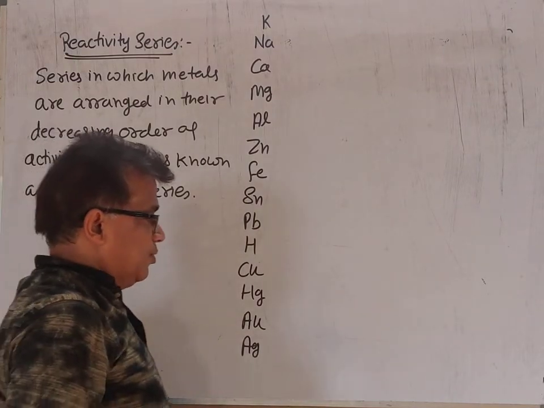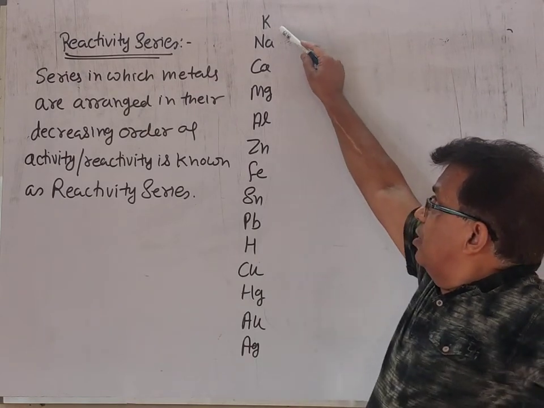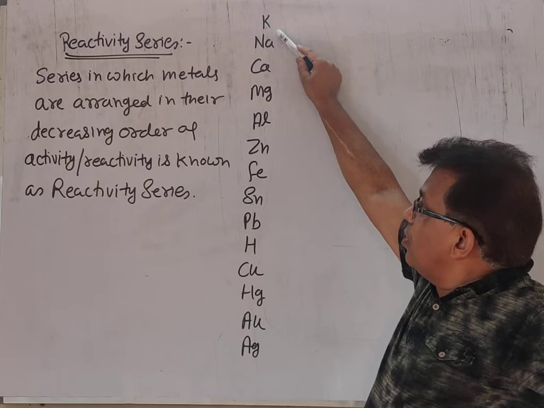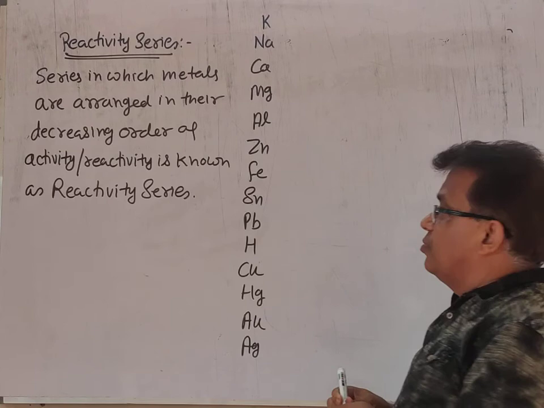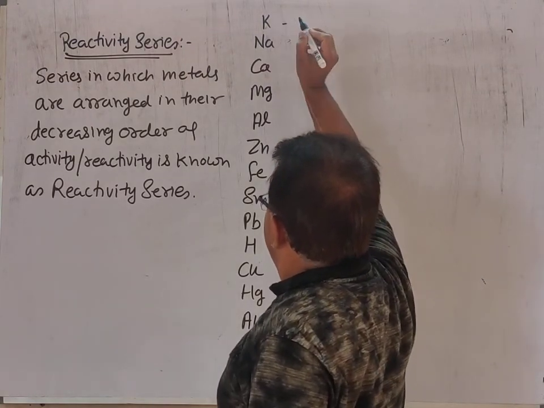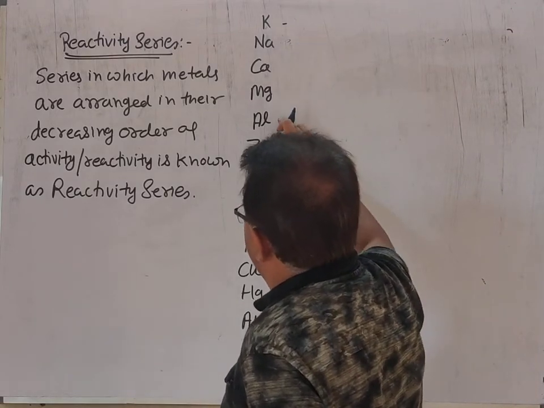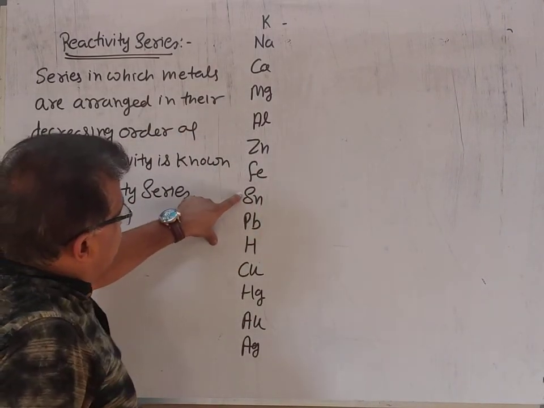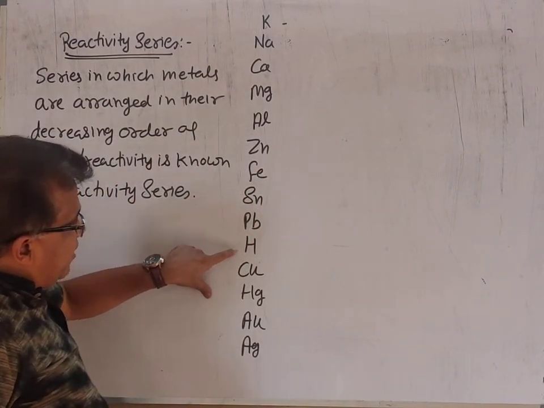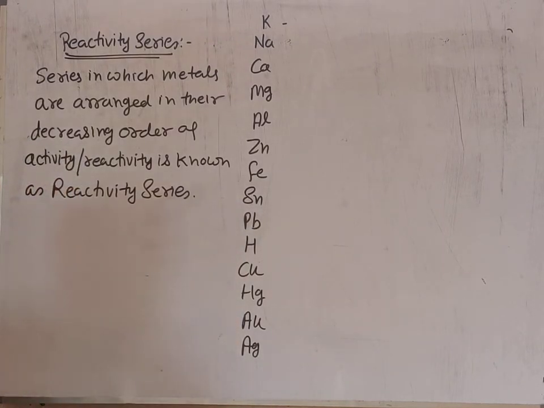You have to remember this: potassium, sodium, calcium, magnesium, aluminium, zinc, ferrous, tin, lead, hydrogen, copper, mercury, silver and gold. So these are in the order of activity.